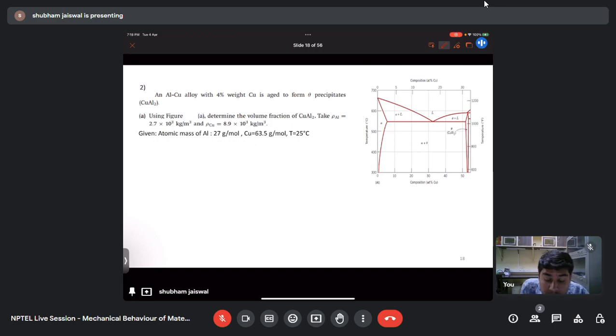So I'll give you the hint. First, you need to calculate the weight percentage of copper and aluminum in CuAl2. Then you need to find out the density of CuAl2, and then you need to apply the lever rule so that you can find out the weight fraction of CuAl2. And if you get the weight fraction of CuAl2, now you can convert it into the volume fraction. So now please try to solve it.